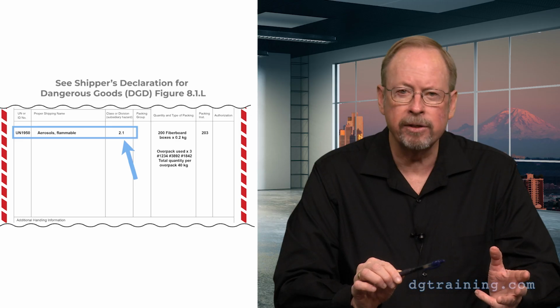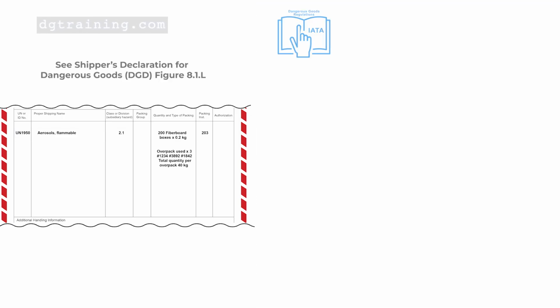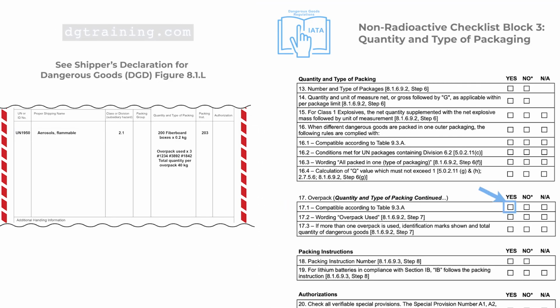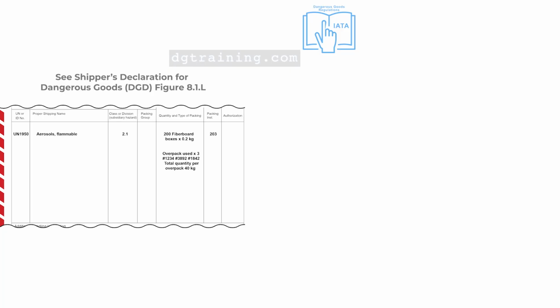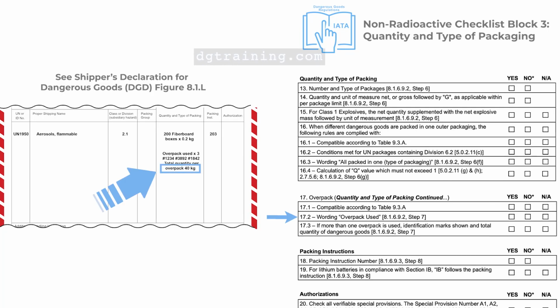They are all division 2.1 flammable gas, so this item would get a yes because even though there are not different dangerous goods inside the overpack, we have checked and we've seen that they're all compatible because they're all the same hazard class. The next item says that the wording overpack used is shown on the DGD. In our example, it is, so the box gets a check in the yes column.